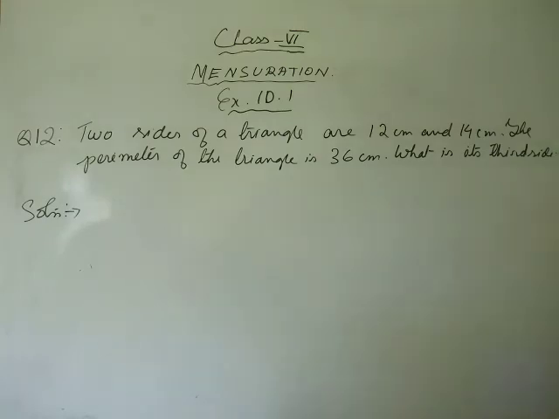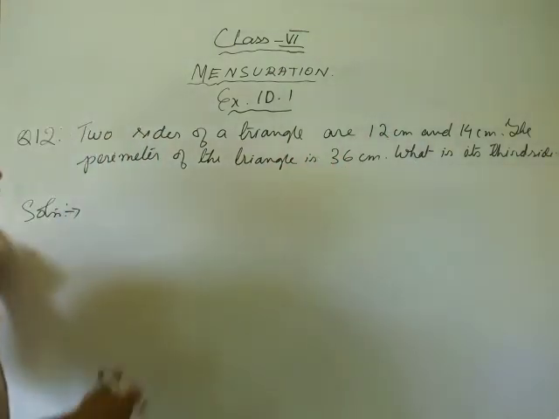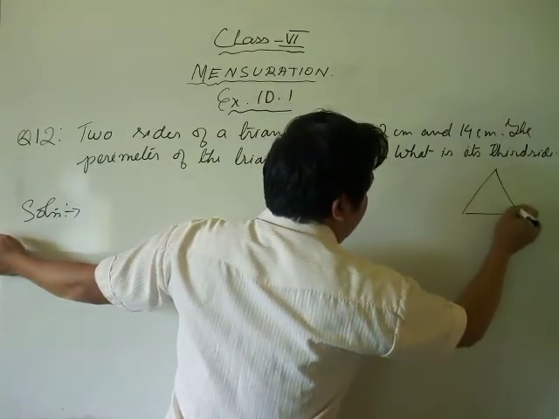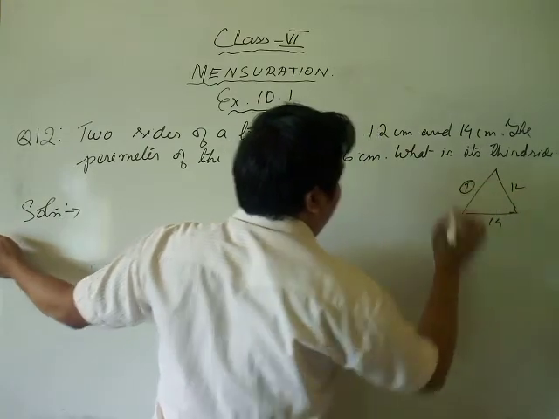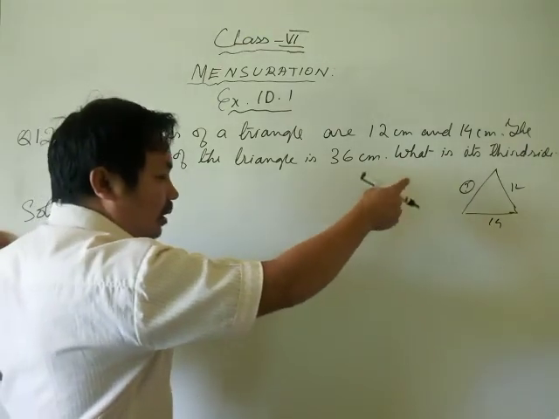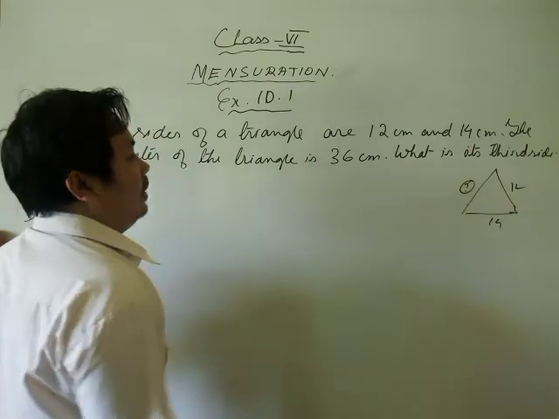I'll show you. See, how many sides does a triangle have? A triangle has 3 sides, isn't it? So one is 12, one is 14 given here. The other one we are going to find out. What is the third one? So what if the perimeter is given? The total length of the 3 sides is given, so from there we have to find it out.